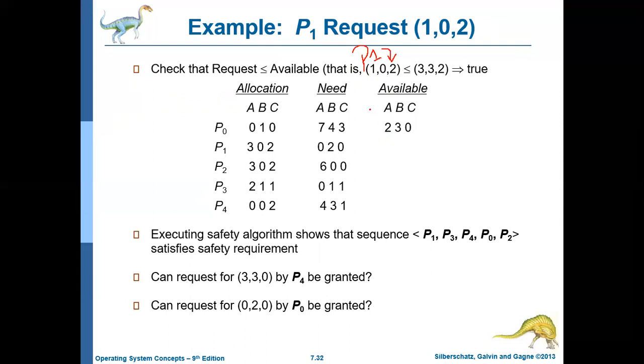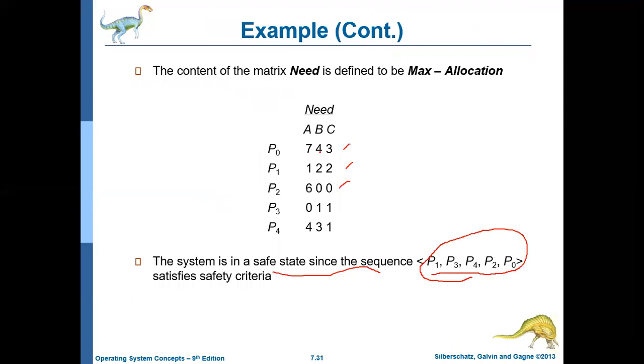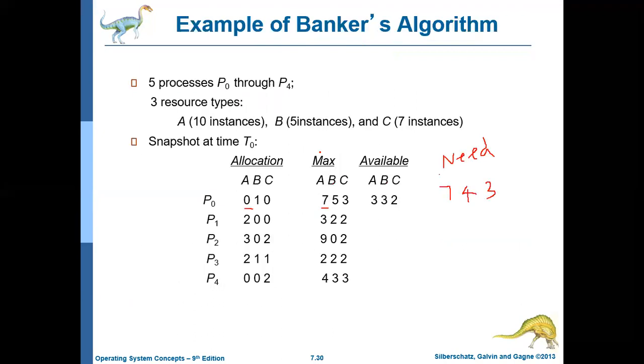First, you even have to match with need. As per the algorithm, we first check whether the request is less than or equal to need or not. What is the need of P1? P1 is requesting 1, 0, 2. So let us go to the previous graph.